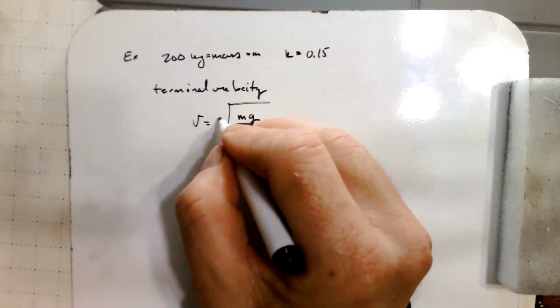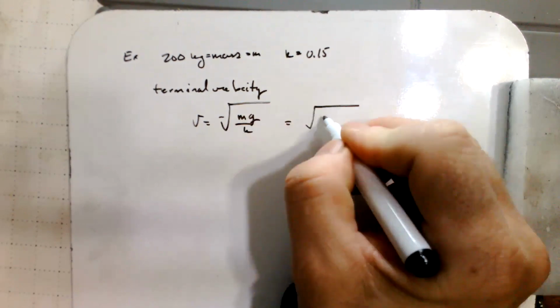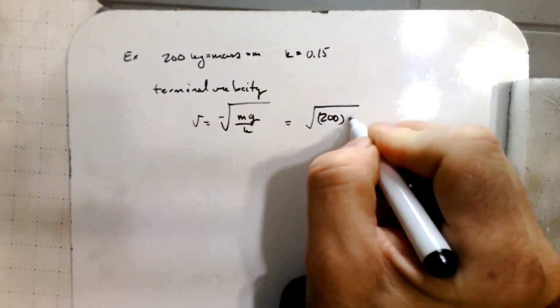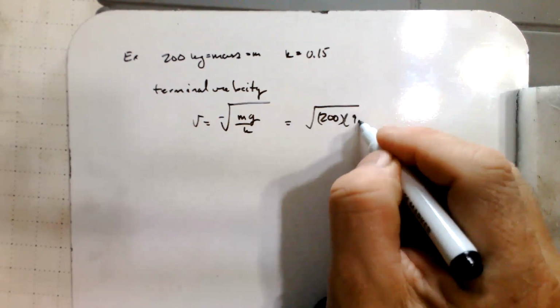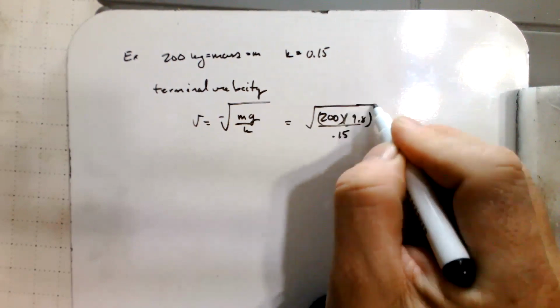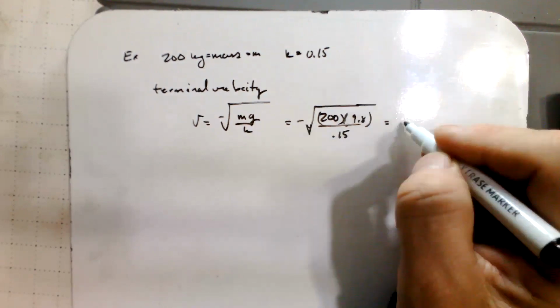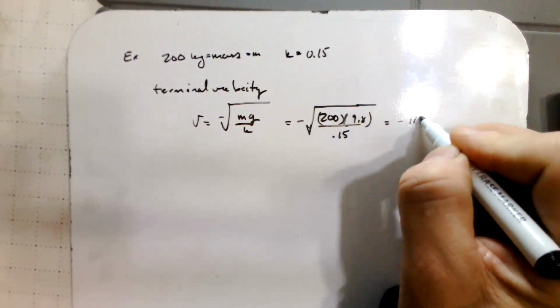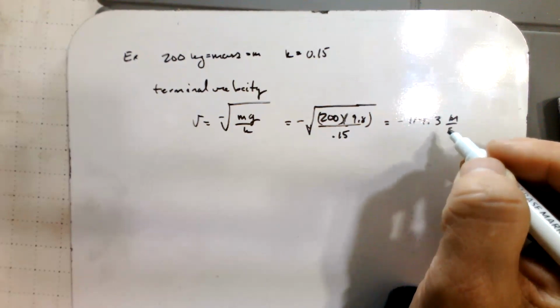So the terminal velocity will be the square root of mg over k. If we plug in the values that we know, that should be 200 times 9.8 over 0.15. Plugging this in, computing it in the calculator, you get about negative 114.3 meters per second is the terminal velocity that we're expecting for this function.